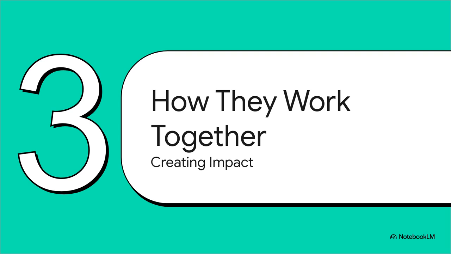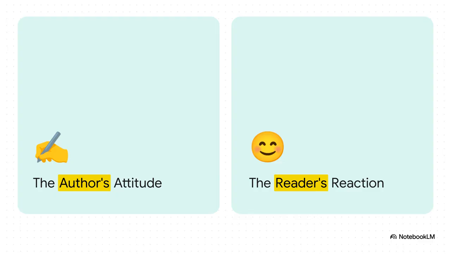So how in the world do they actually work together? It really boils down to this simple comparison. Tone is the author's attitude. It's their perspective, how they feel. Mood, on the other hand, is the reader's reaction. It's your experience, how the text makes you feel. One is the cause, and the other is the effect.